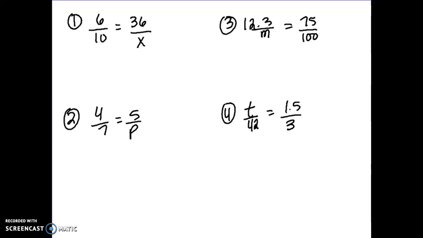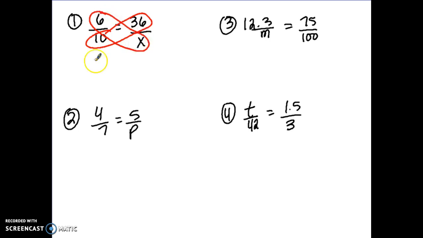Solving proportions. When you solve proportions, you have two ratios set up. One number in the proportion is unknown. One number in one of the ratios is unknown. So in order to solve for that variable, we're going to cross multiply. The denominator of the first fraction is multiplied by the numerator of the other ratio. The numerator of the first fraction is multiplied by the denominator of the second ratio.